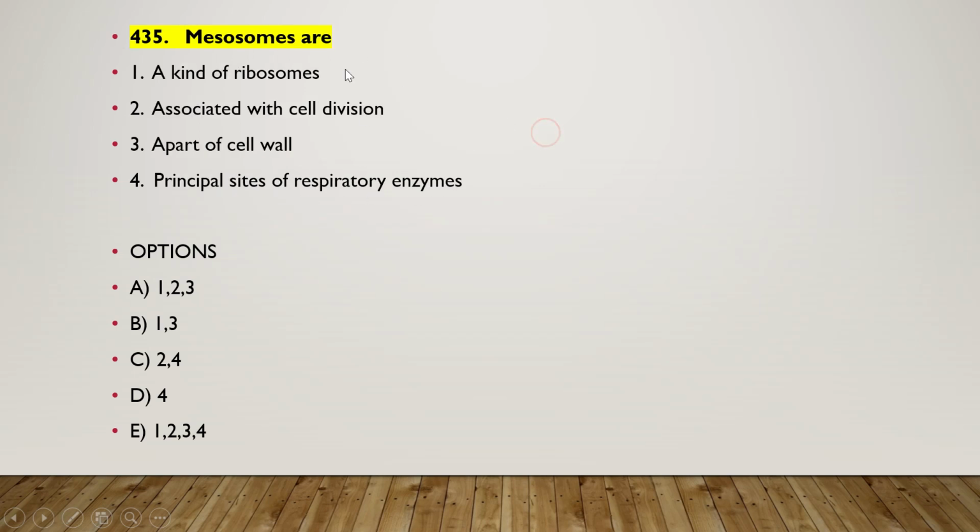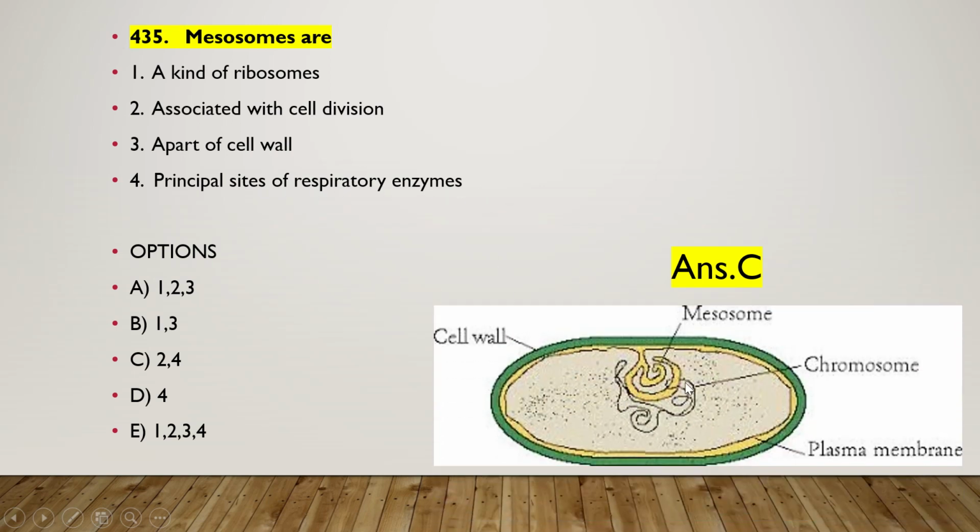Okay, next one is: mesosomes are a kind of ribosome, associated with cell division, a part of cell wall, principal site of respiratory enzyme. Right answer is option C. That is 2 and 4, as these mesosomes are associated with cell division and are the principal site of respiratory enzymes. So this is the mesosome, which is attached to the plasma membrane of the bacteria.